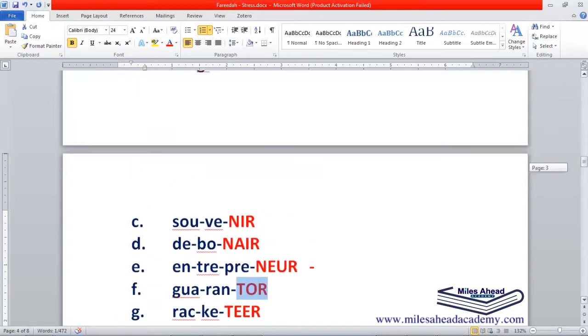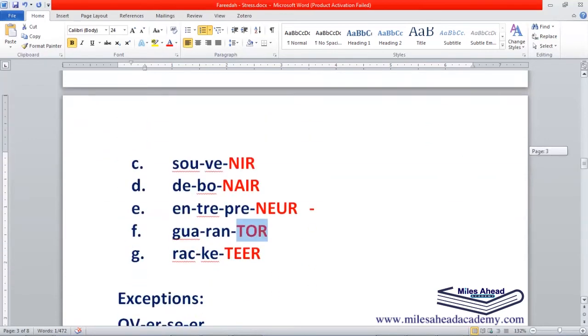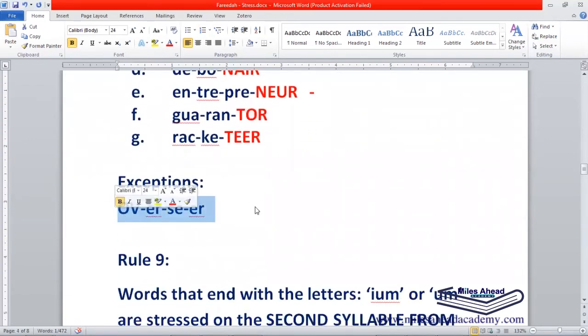Okay, using this rule, let's go through the rule again. Rule 8: words ending with EER, ERE, IR, EUR, AIR, the stress is placed on the end syllable. That means these letters themselves, whenever you find them at the end of a word, okay, stress these letters. There is also one word that ends with the letters OR with the stress on it, and that is guarantor. Exception: overseer. Okay, one, two, three, four. Overseer. Overseer is an exception. The first syllable, not from the end, is stressed.